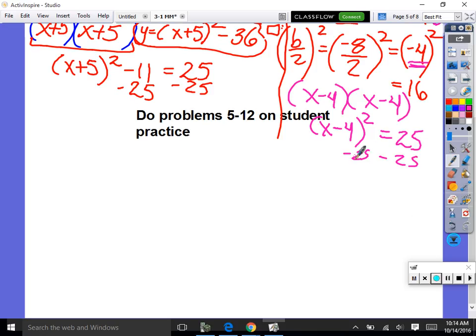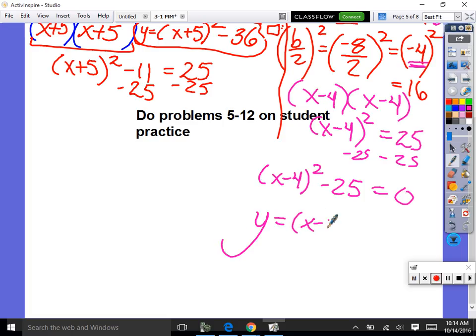So we have over here x minus 4, squared, minus 25. Now it's equal to 0. So now we can say, okay, our final answer then is y is equal to x minus 4, squared, minus 25.